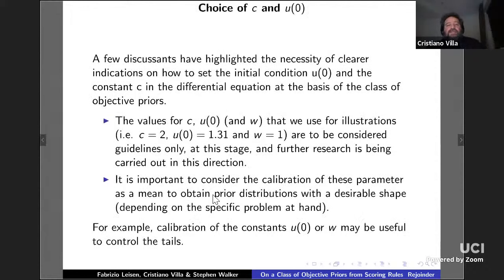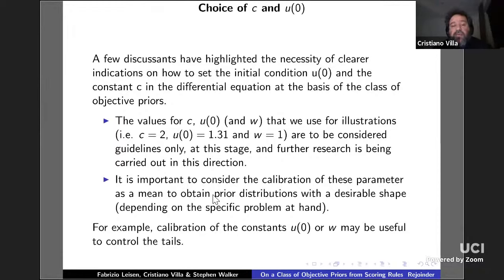So the second part, as I said, is about the choice of the constant C, you note, and it's not in the title of the slide, but also W, which is the constant that we use to weight the two components of information. And there are two major comments that have been made about these constants. One is that the paper is a bit vague, if you want, in the instructions that we give on how this can be set up. And the second is that they may undermine the objectivity of the prior.